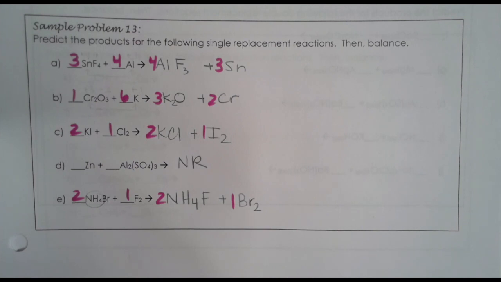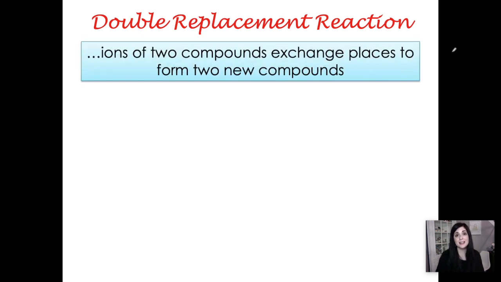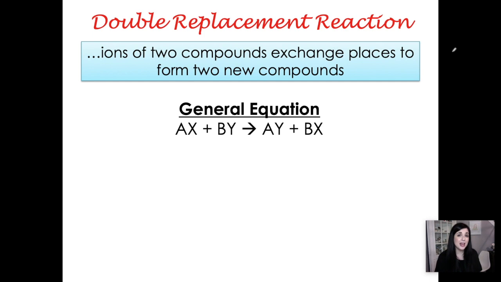Let's go ahead and do double replacement next. So now let's talk about double replacement reactions, which, you guessed it, doubly replace elements in a compound. We're not just forming one new compound, we are going to form two new compounds. So in this case, ions of two compounds exchange places to form two totally new compounds. And your general equation looks a little something like this. So AX plus BY yields AY plus BX.